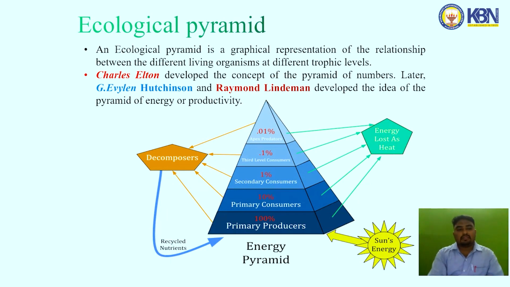The ecological pyramids. An ecological pyramid is a graphical representation of the relationship between the different living organisms at the different trophic levels. Charles Elton developed the concept of the pyramid of numbers. Later, G. Evelyn Hutchinson and Raymond Lindeman developed the idea of the pyramid of energy or productivity. The primary producers are 100%, the primary consumers 10%, the secondary consumers 1%, third level consumers 0.1%, the next, apex predators, 0.001%. It is the last, lost as heat energy. So it is the ecological pyramids.